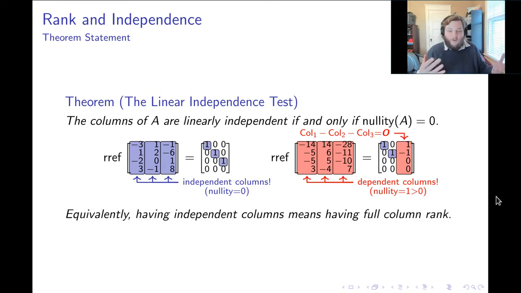An equivalent way of thinking about this linear independence test is to say that having independent columns is the same thing as saying that the matrix you're studying has full column rank. Remember, full column rank means that the nullity is 0.